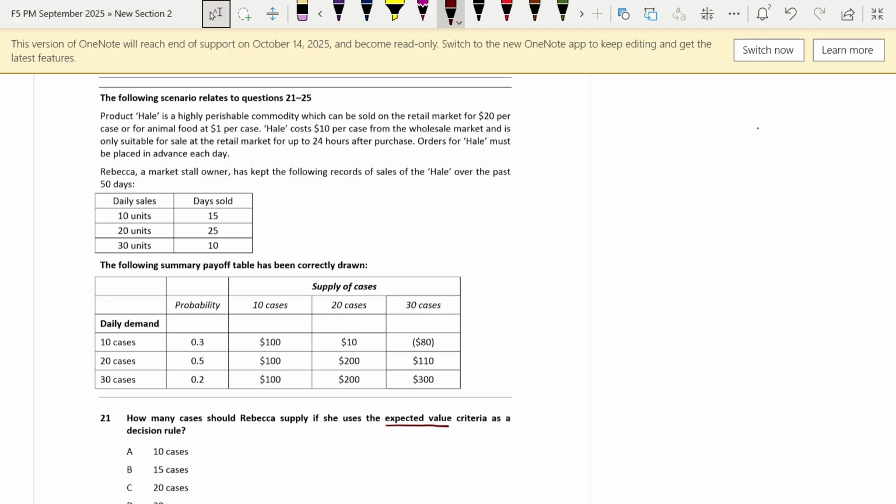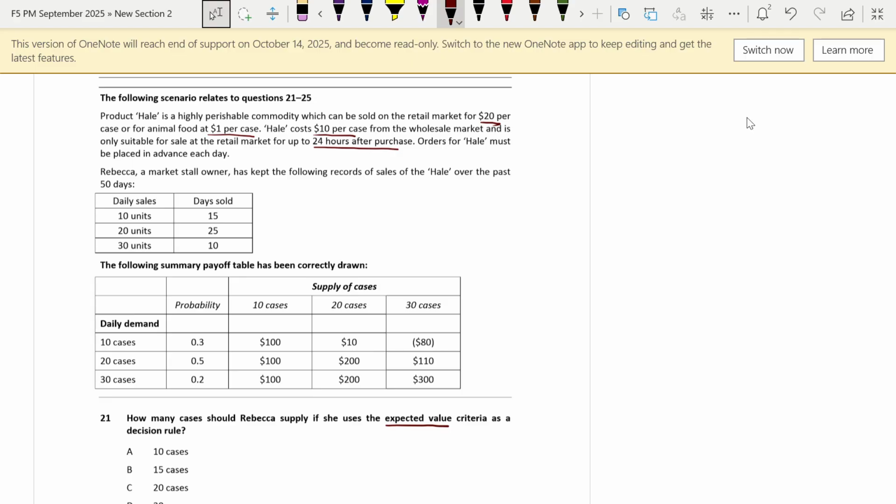What we have to do? The product hail is a highly perishable commodity which can be sold in the retail market at 20 per case or for animal food at 1 per case. Hail costs 10 per case from the wholesale market and is only suitable for the retail market up to 24 hours after purchase. Orders for hail must be placed in advance, 1 day.